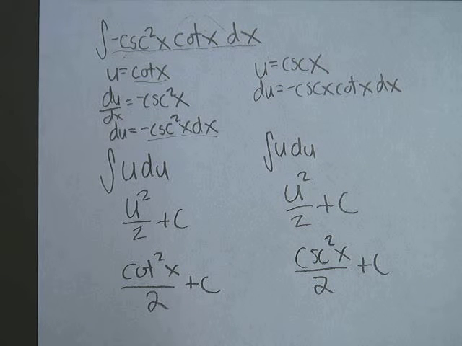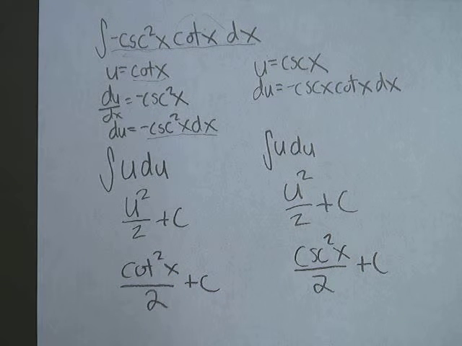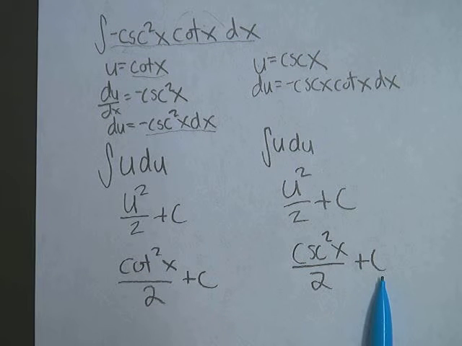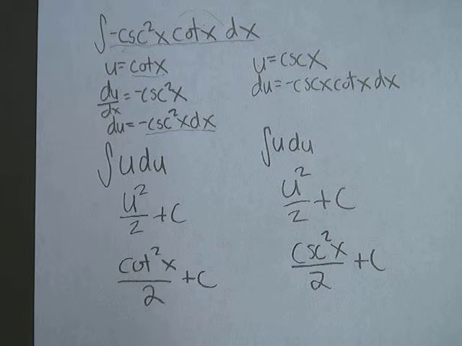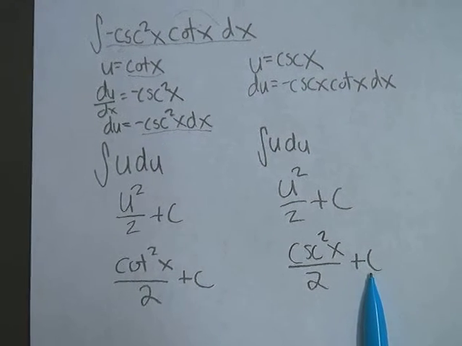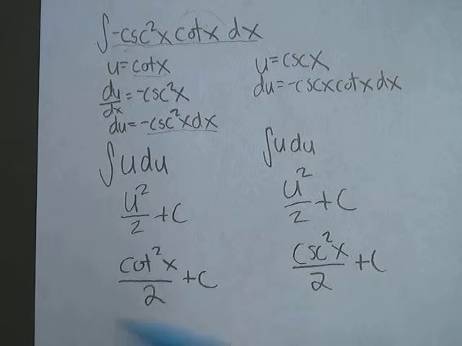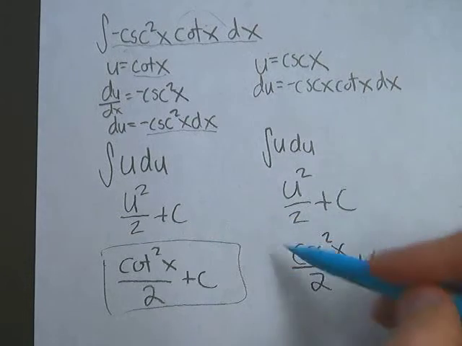It turns out that these functions are exactly the same, except they're phase shifted. They're slightly shifted over, so our c values would be different for these if we were given a point. Like if I said this graph went through 0, 1, the c value for this problem would be different than the c value for this problem. These are both correct answers to that problem.